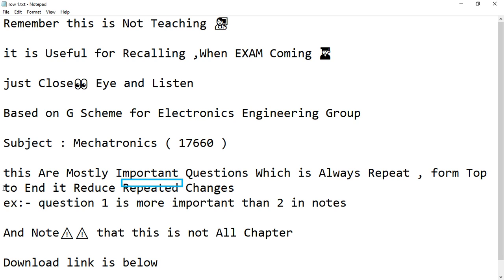To end it, reduce repeated changes. Question 1 is more important than 2 in the notes. And note the warning sign that this is not all chapters.